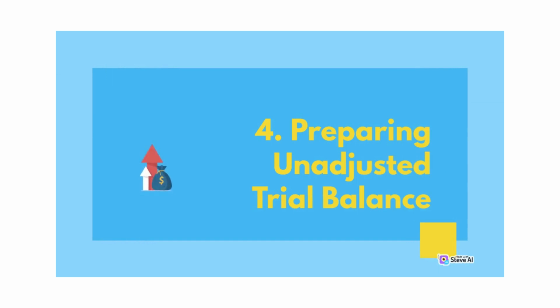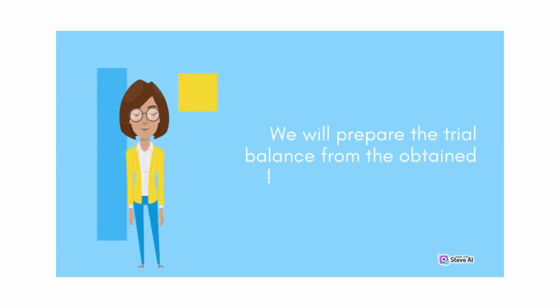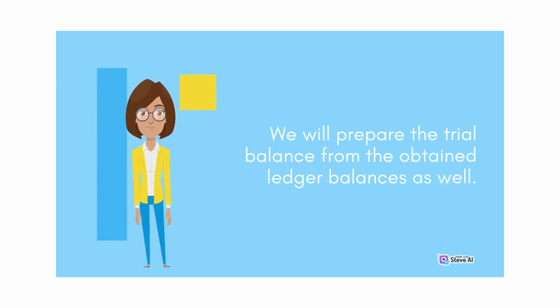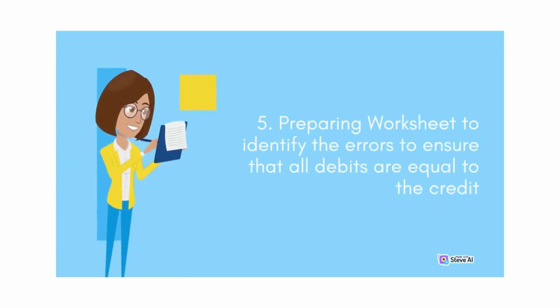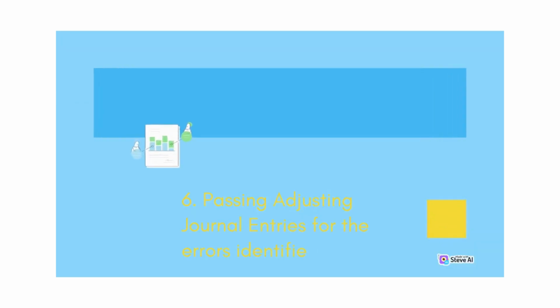4. Preparing unadjusted trial balance. We will prepare the trial balance from the obtained ledger balances as well. This trial balance is called unadjusted trial balance as it is prepared before passing adjusting entries. 5. Preparing worksheet to identify the errors to ensure that all debits are equal to the credit. 6. Passing adjusting journal entries for the errors identified.